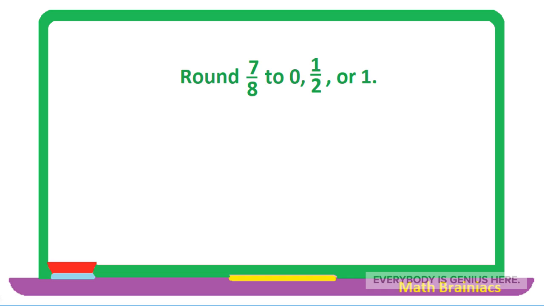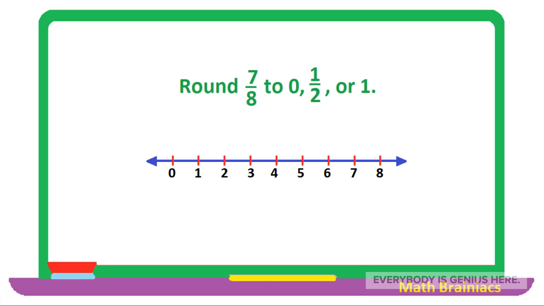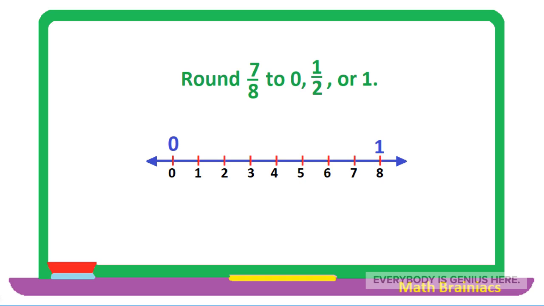Let us work on another example so that you can understand the lesson well. Round 7/8 to 0, 1/2 or 1. This time, our denominator is 8. Therefore, we are going to apportion the number line into 8 parts. We are always going to start with 0 and 1 is the whole thing which is on top of number 8.